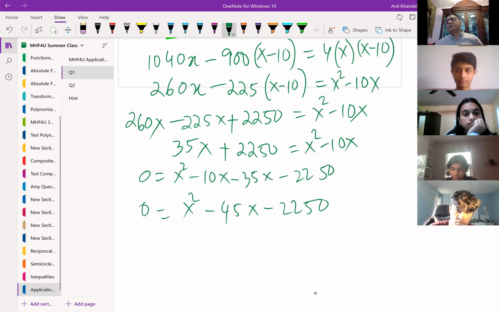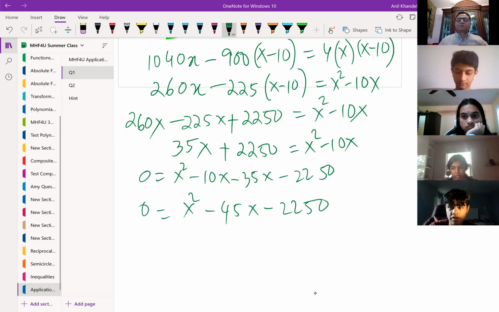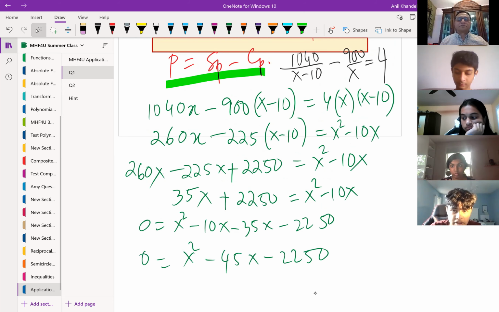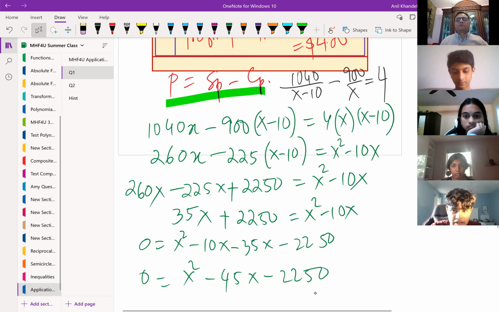Now you could do product and sum, or you can use the quadratic formula. Did you all get the same equation, or did I do something wrong? Sir, I have a question. I'm a little confused about the way you did it. You multiplied x and x minus 10 on both sides. Wouldn't that mean you're canceling the x and the x minus 10 from the other side, because you're multiplying and then from this side you're dividing?